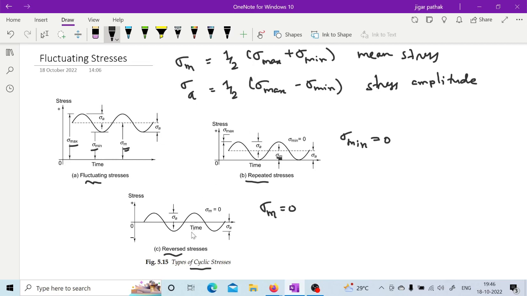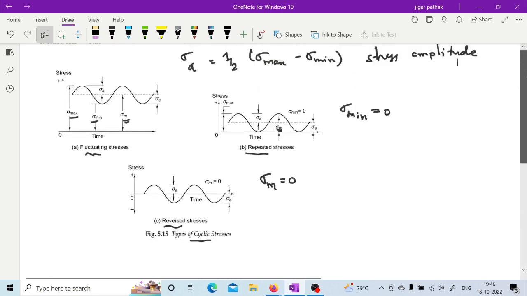Now if you go for this reversed stress, in that case your sigma m is equal to 0, right? So in that case your sigma a will be equal to your maximum stress, right? Because it is having the same value on both the sides. So here sigma max and sigma a have the same value. So this is how you are having these various types of cyclic stresses, right?